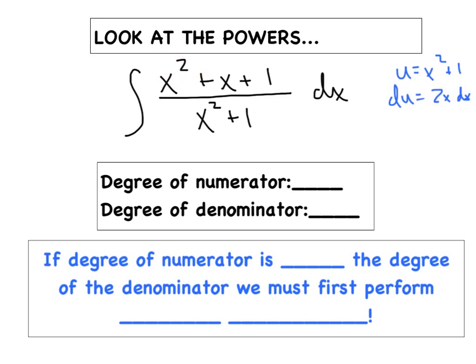Well, our biggest power on top is a squared. Our biggest power on the bottom is a squared. And so we would say that the degree of the numerator is a 2, just because it's the biggest exponent, and the degree of the denominator is a 2. Again, biggest exponent.